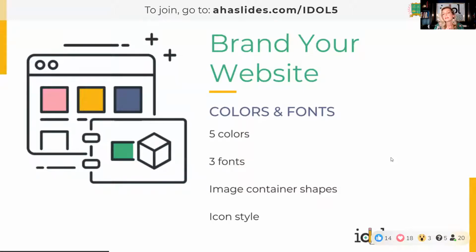You want to be consistent in the type of image container shapes that you have. So if you're going to put your images on your website, are they all going to be squares? Are they going to be circles? Are they going to be in blob shapes? You know what I mean? Or triangles? Just pick an image container shape and stick with that format and that style of images throughout.